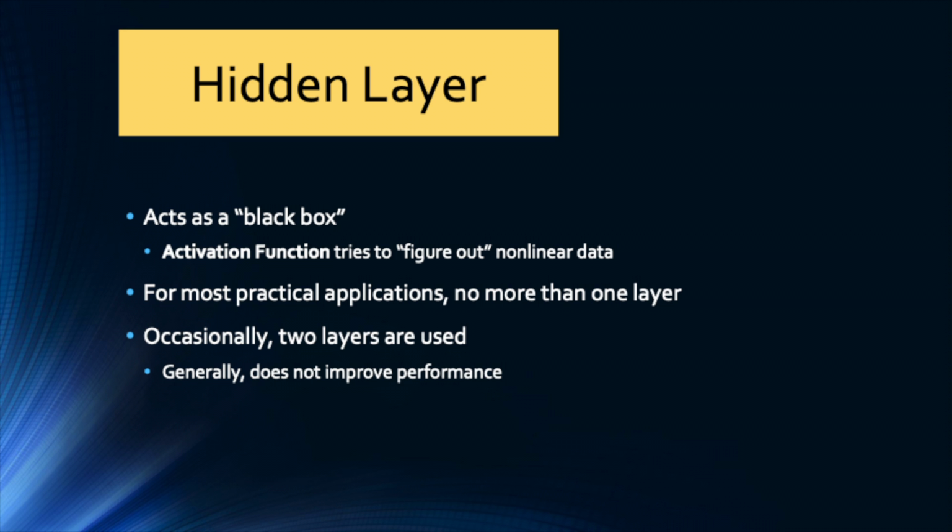Within this black box, the user can suggest an activation function to help figure out the nonlinear data. For most practical applications, no more than one hidden layer is necessary. In occasional situations, two hidden layers are used, but it doesn't generally improve performance. Two hidden layers are generally used in unique situations with complex algorithms, but you should always start with one hidden layer. Having too many hidden layer neurons can result in overfitting and a slow runtime, while having too few hidden layer neurons can result in underfitting.